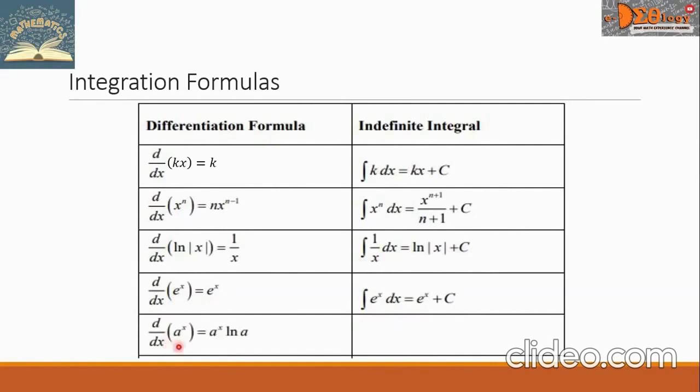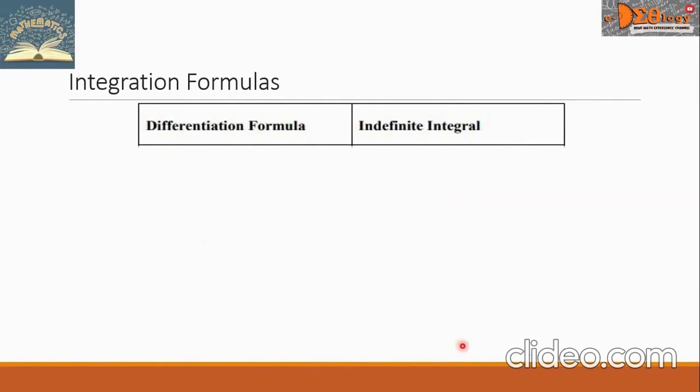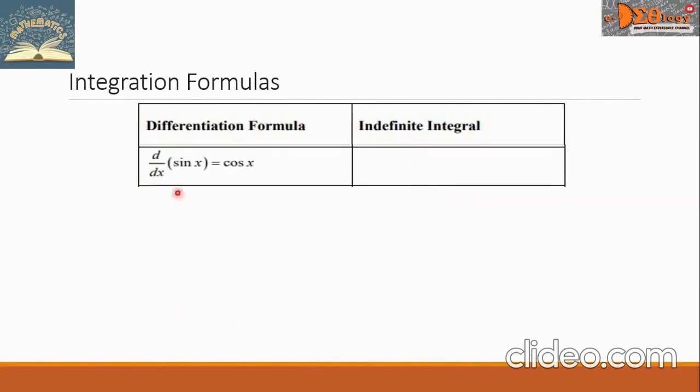The derivative of a constant a raised to x equals a raised to x times ln of a. The integral of a raised to x dx equals a raised to x all over ln of a, then plus c. The derivative of sine x equals cosine x. Now, the integral of cosine x dx equals sine x plus c.